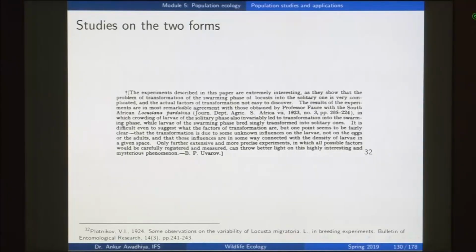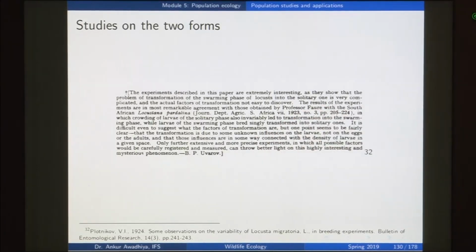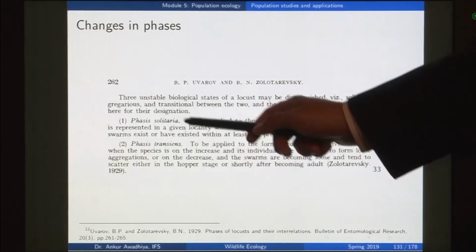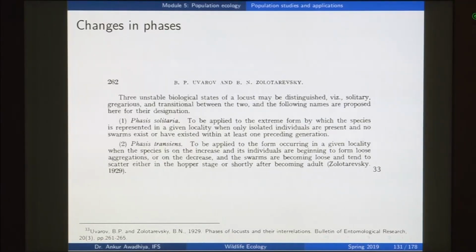Now, this particular work was made use of by another Russian British scientist by the name of Uvarov, and he used these results to say that actually these locusts are coming in 2 different phases. He said that these dark varieties and these light varieties are 2 different phases, and they can change from one to another. If you look at this seminal paper written by Uvarov, he said that there are these 2 phases, and he named them phase solitaria, the solitary phase, and phase transiens, the transient phase, and then there is also a third phase.